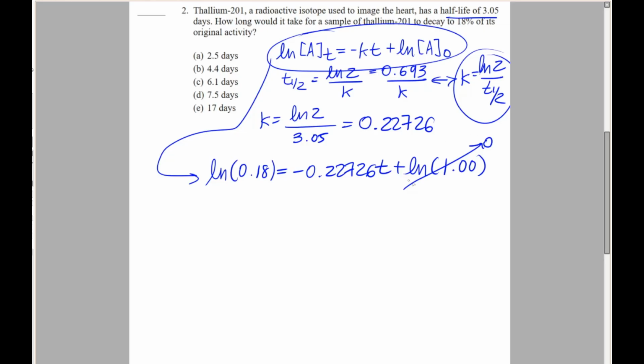So now that we established that ln of 1 is 0, this equation simplifies a bit, so we just have to deal with this side of the equation. And if you rearrange that and plug it into your calculator, you should get that t is approximately equal to 7.5 days. So that looks like answer choice D.